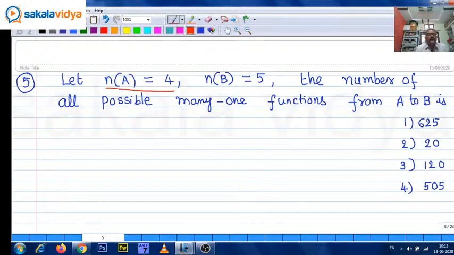n of A, the cardinality of A, is 4, the cardinality of B is 5. The number of possible many to 1 functions from A to B we need to define. So in order to find many to 1 functions, first we need to find the total number of functions that can be defined from A to B. After evaluating the total number of functions, next we need to find the number of 1 to 1 functions. That's okay. Right. So first write down the total number of functions.